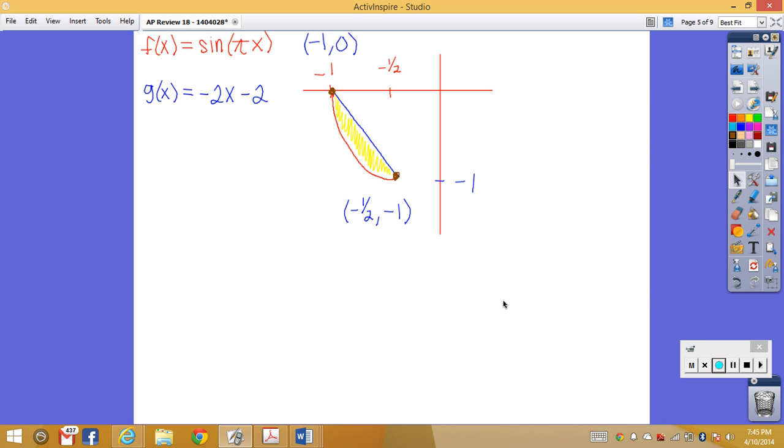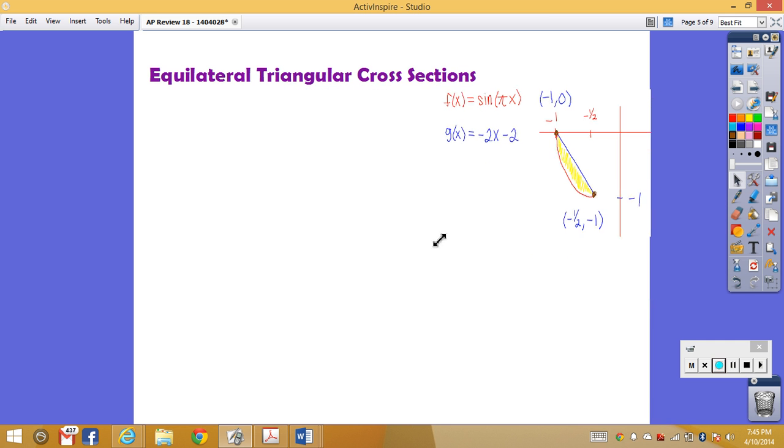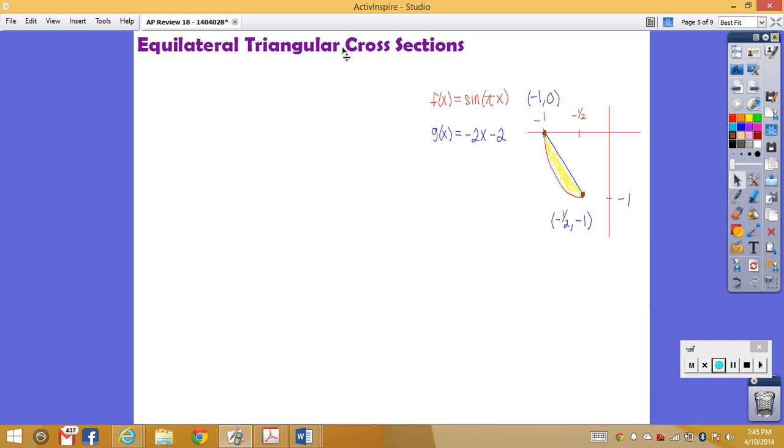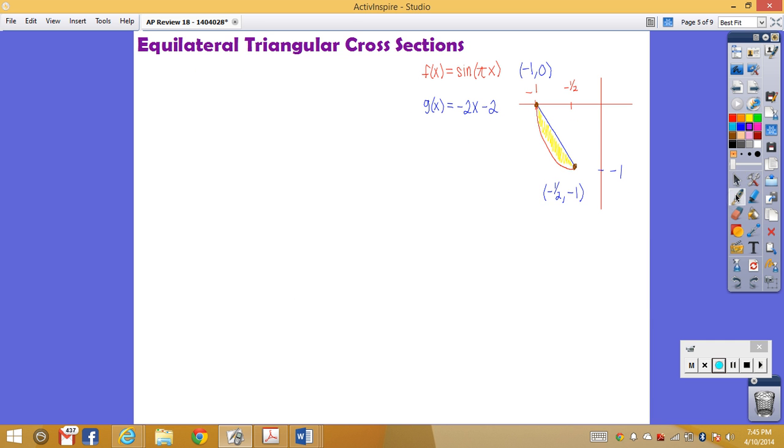And here's the graph again. So in your groups, discuss what the area formula is for an equilateral triangle. Hopefully you remember it. Side squared, and I guess I could put the √3/4 in front. Okay? So, perpendicular to the x-axis.